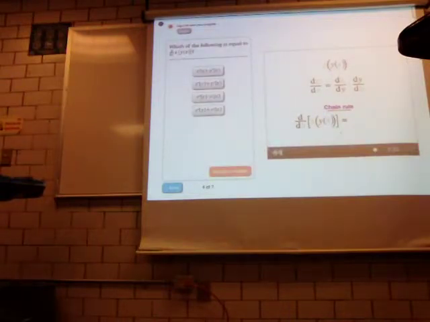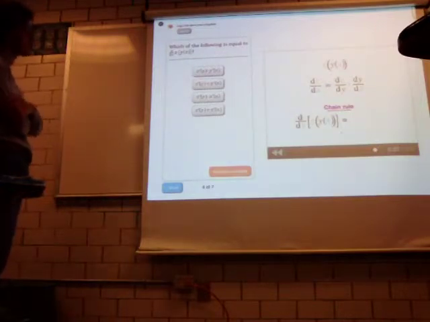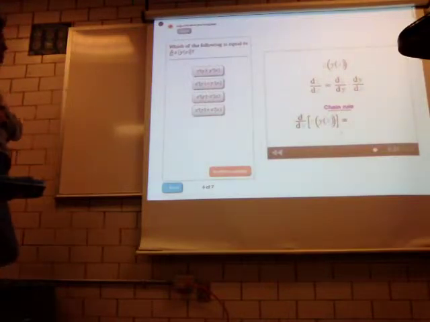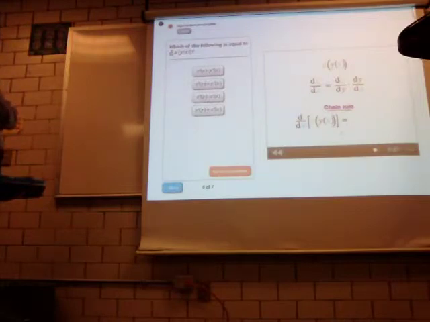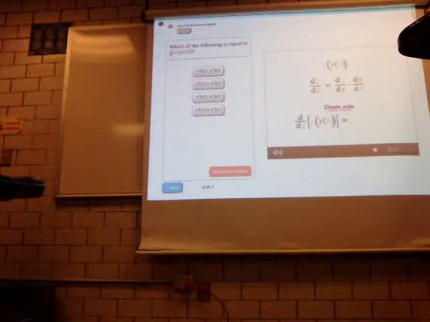¿Cuál de las siguientes es igual a la derivada de z de y de x? La derivada de z de y por la derivada de y de x, o la derivada de z por y más la derivada de y por x, o la derivada de z por y por la derivada de z por x, o la derivada de z por y más la derivada de z por x.